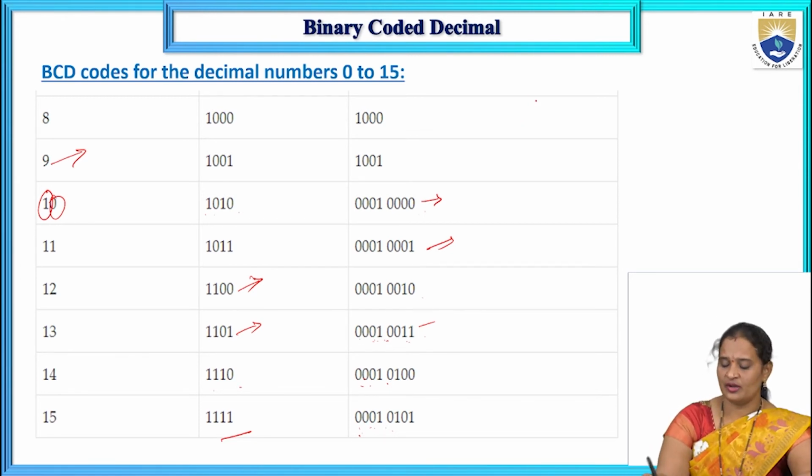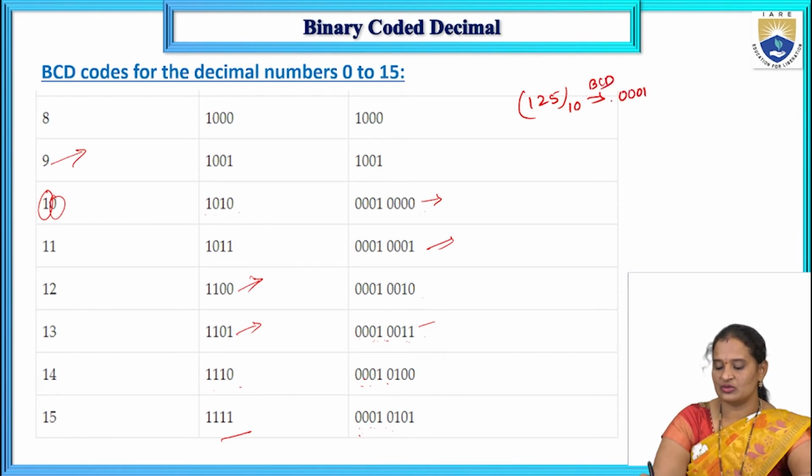For example, we have the decimal number 125. Now I want to get the BCD code for this. So the BCD code will be 0001, this is for the 1, then 0010, then 0101. This is the BCD code. Now if you want to write it in binary, how can we write it in binary?